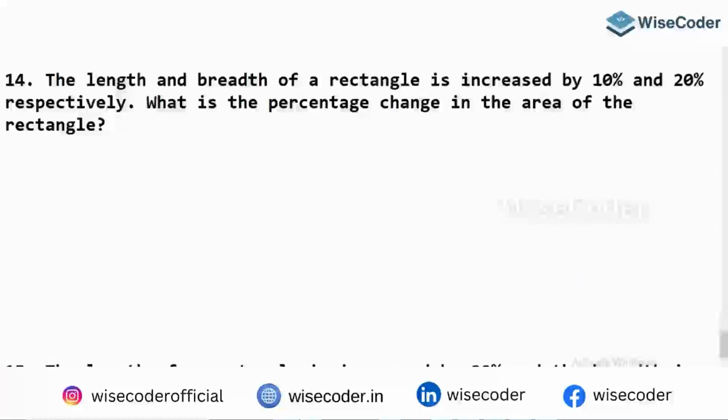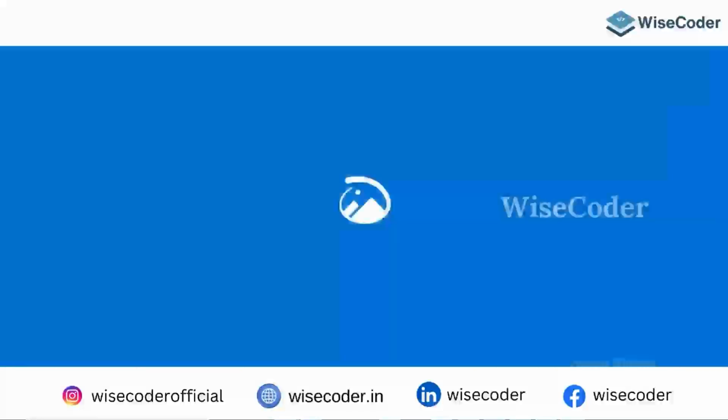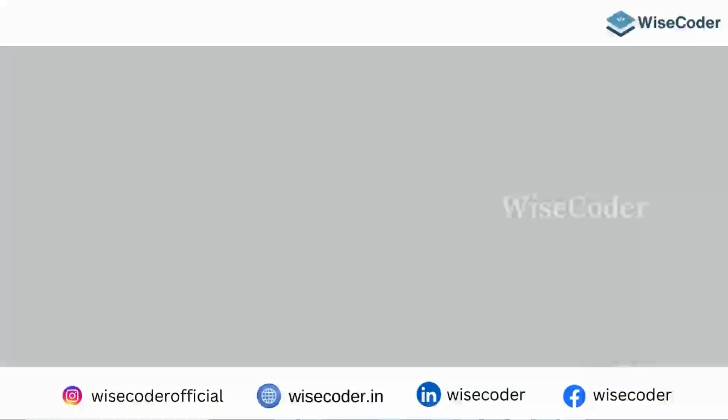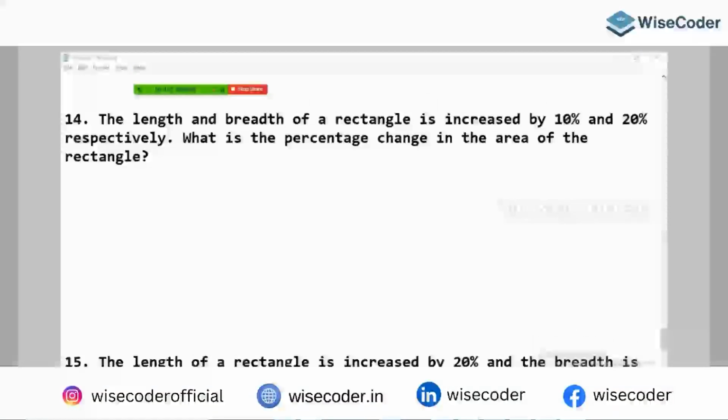Okay, same concept. The length and breadth of a rectangle are increased by 10 and 20% respectively. Both are increased by 10 and 20%. So, what is the percentage change in area?